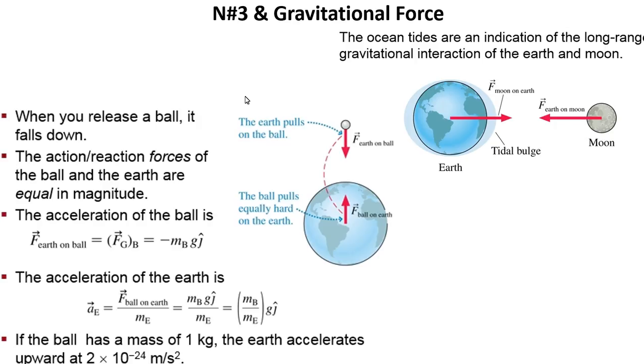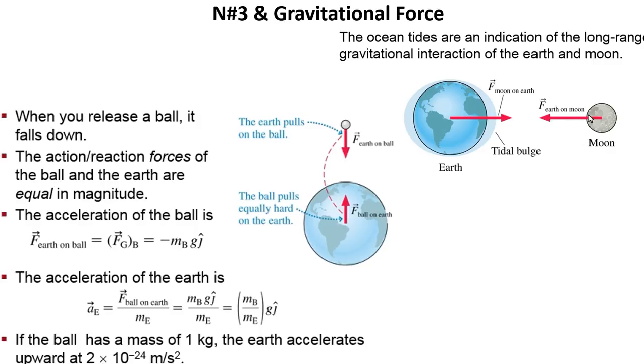Okay, this chart's about Newton's third law and the gravitational force. If you think about the interaction between the moon and the earth, this is an example of the gravitational force. There is the force of the moon on the earth pointing from the earth to the moon, and there is a reaction force, the third law pair, the force of the earth on the moon.